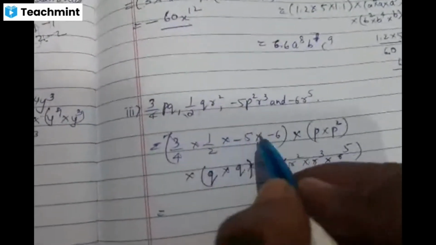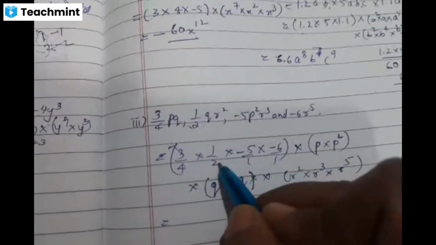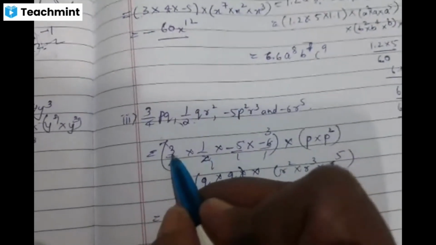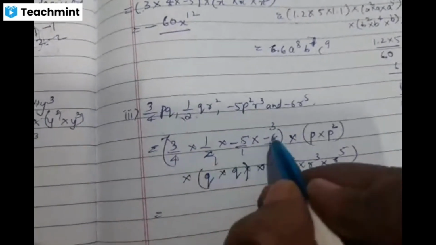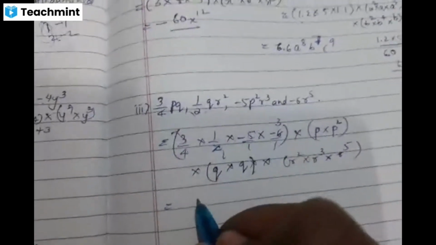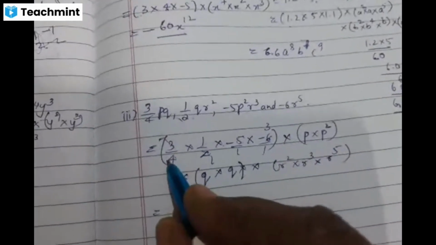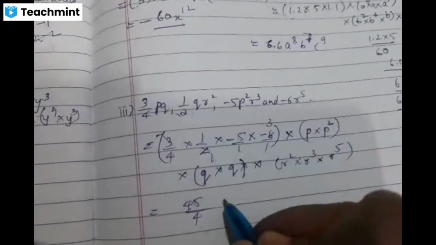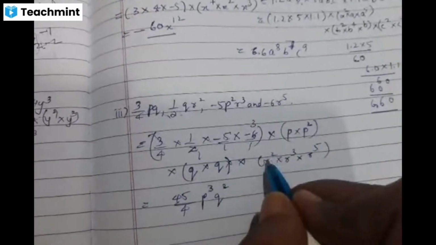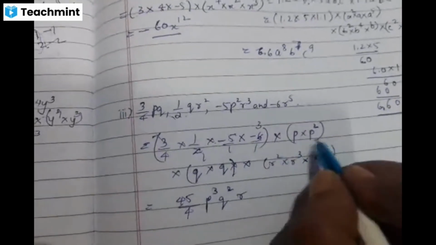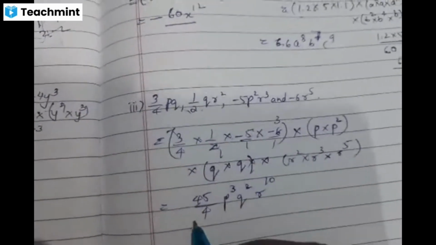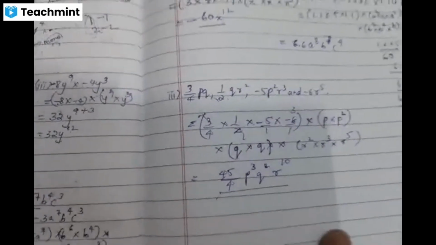Now, if any cancellation is possible, you can cancel, children. That is 2 1s are 2, 3s are 3. You are left with in the numerator minus into minus is plus. 3 5s are 15. 15 3s are 45. In the denominator 4 1s are 4. P into P square is P cube. Q into Q is Q square. R to the power of, you should add all the powers. 2 plus 3 is 5 plus 5 is 10. So in this way we are going to do the multiplication of monomials.